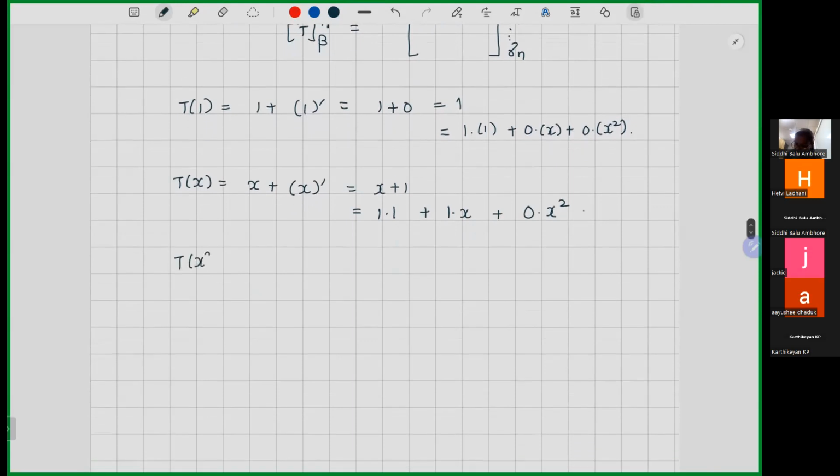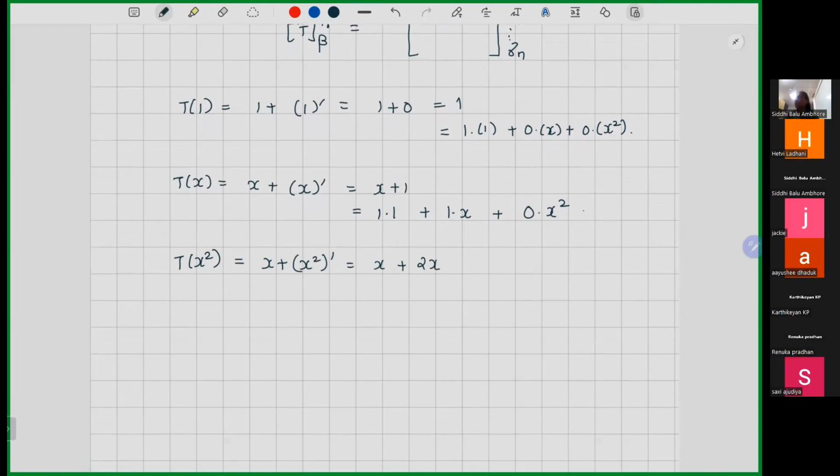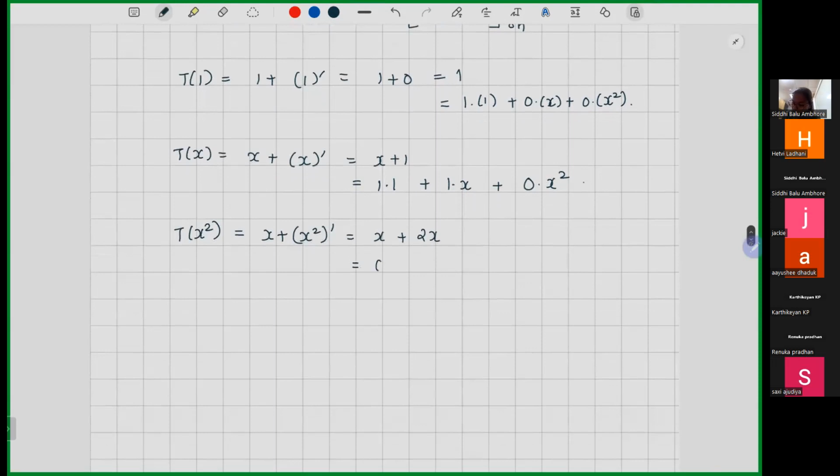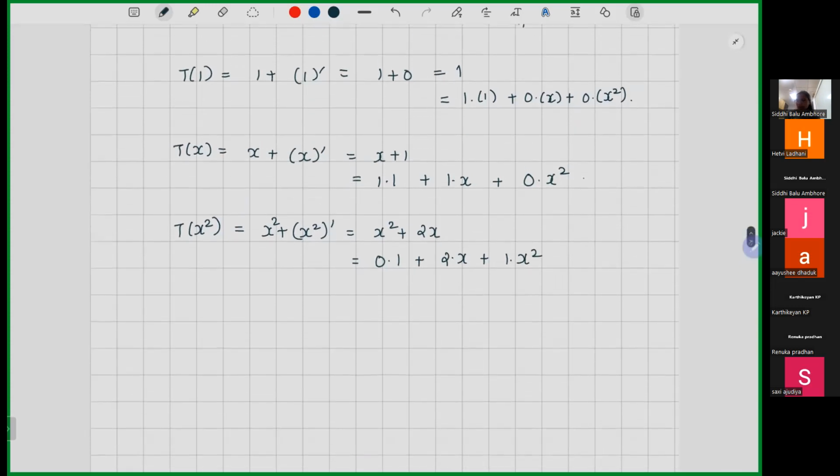And finally, for T of x square, it is x square plus (x square)', which is x square plus 2x. Writing this as a linear combination of 1, x, x square, it will be 0 times 1 plus 2 times x plus 1 times x square. So I have T of all the basis elements, and I have written them in terms of the basis elements of beta again.